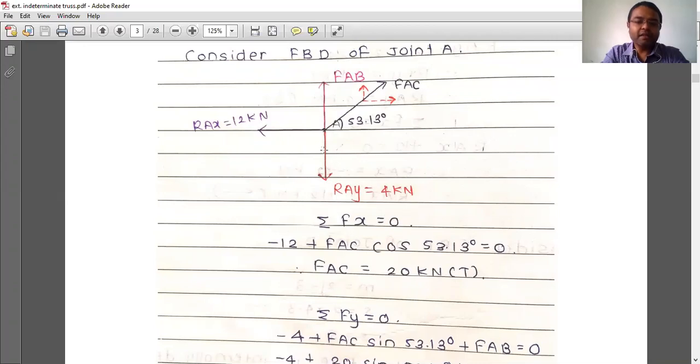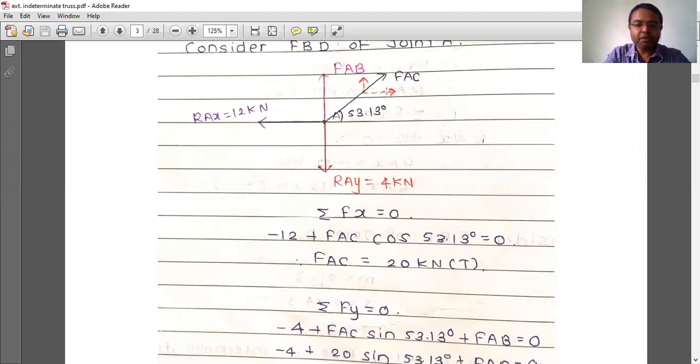So that means you have to consider the final direction of a force. Here the final directions of the reactive components are RAY going downward and RAX going towards left side. Next, the unknowns are FAB and FAC. So just assume again tensile force in both the members. That's why I have shown arrows away from a joint. These are the assumed directions. I assume both are tensile. So again, arrow away from a joint.